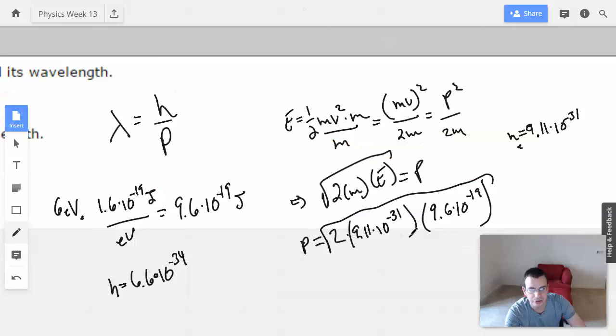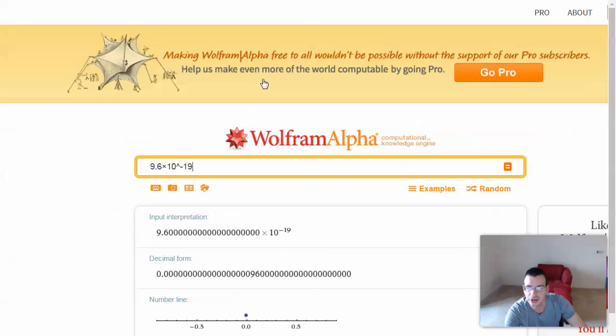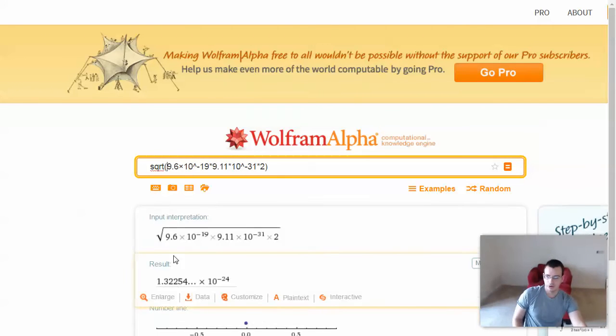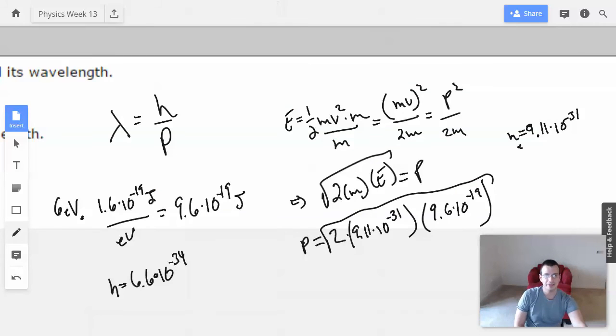So that was the energy times 9.11 times 10 to the negative 31st times 2, and we'll square root the whole thing. Square root of 9.6 times 10 to the negative 19th, 9.1 times 2. And that gives us a momentum of 1.3 times 10 to the negative 24th. And what is momentum? It's probably kilograms meters per second.